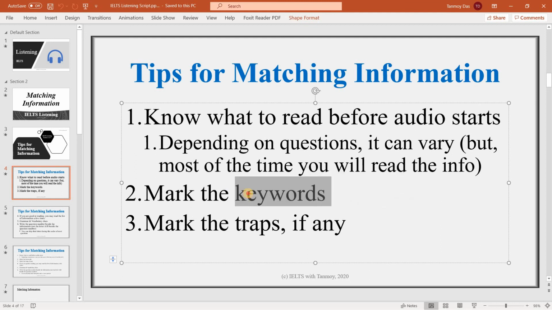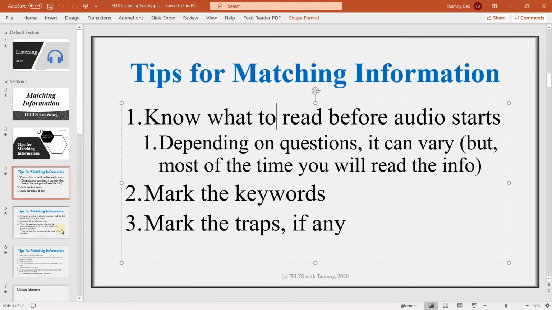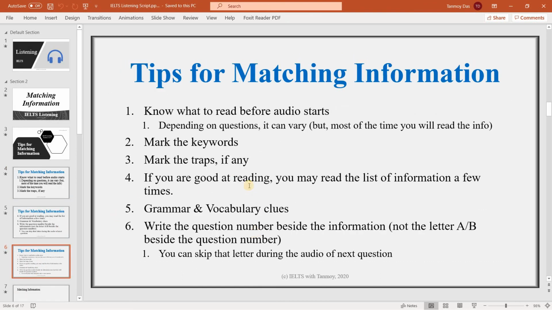If you don't mark your keywords, if you don't know what to read, matching information can be difficult for you, because you are looking here and then you are again looking here, you are moving your focus from one point to another. You know what I mean? So sometimes maybe you are confused. That's why if you follow these 6 steps in your matching heading, at least you should try. If you follow these 6 steps in your IELTS listening matching information type of question, hopefully you will perform better in your next IELTS exam.